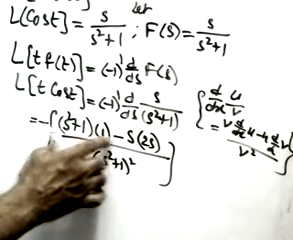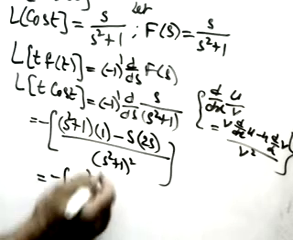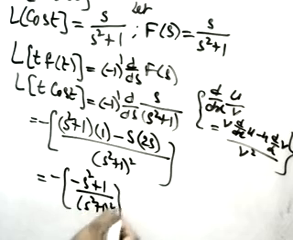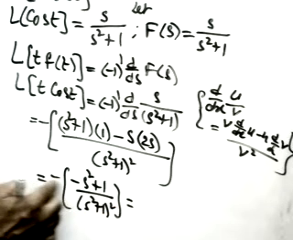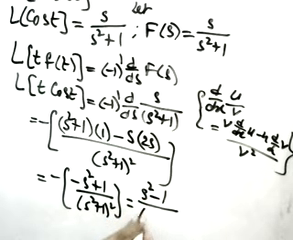Let me continue this one, minus. You see, s square into 1 is s square, minus 2s square gives minus s square, plus 1 into 1 is 1, divided by s square plus 1 whole square. The last step: multiplying minus into minus gives plus, so the answer is s square minus 1 by s square plus 1 whole square. So this is the first question.